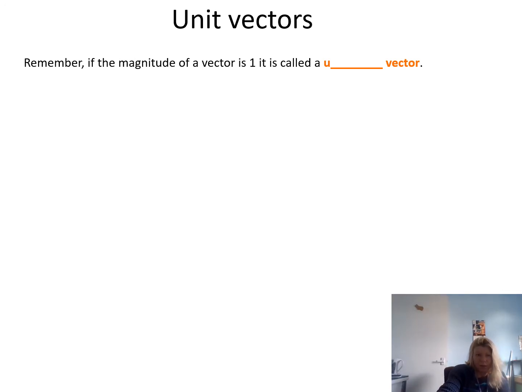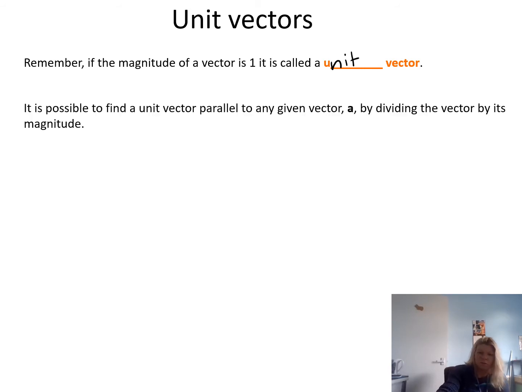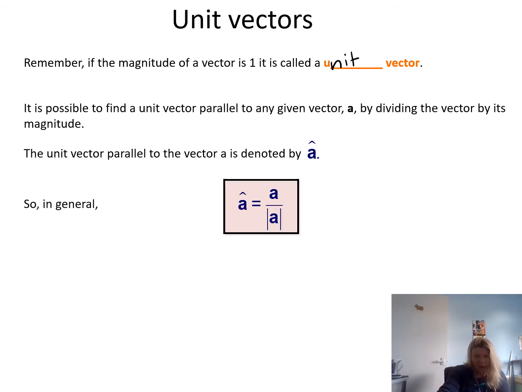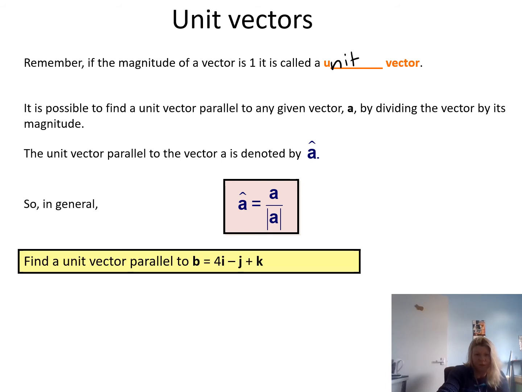Unit vectors. Remember, if the magnitude of a vector is 1, we call it a unit vector. In other words, its length is 1. It is possible to find the unit vector parallel to any given vector A by dividing that vector by its length or magnitude. The unit vector parallel to a vector A is denoted as A hat. So A hat in general, as the formula, is the vector A divided by its length, to make it of length 1. So find the unit vector parallel to this.